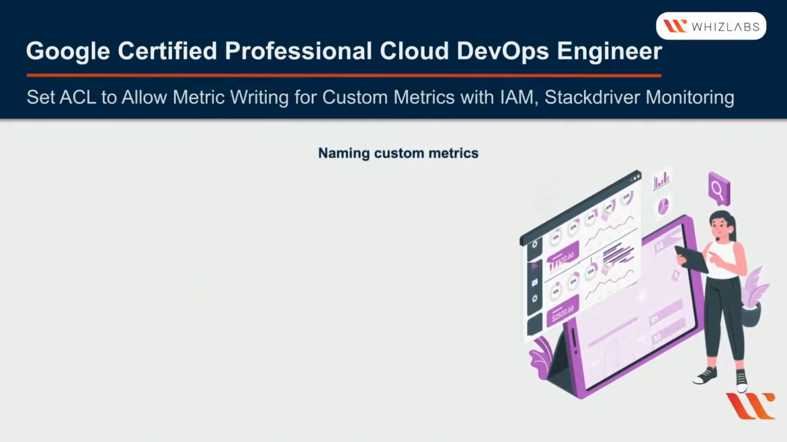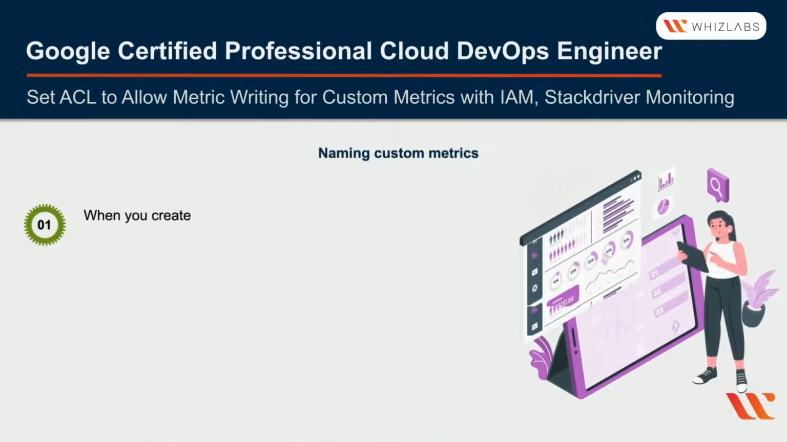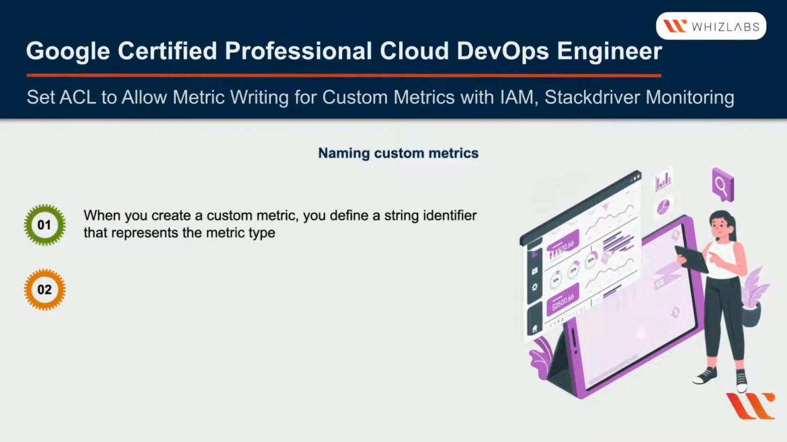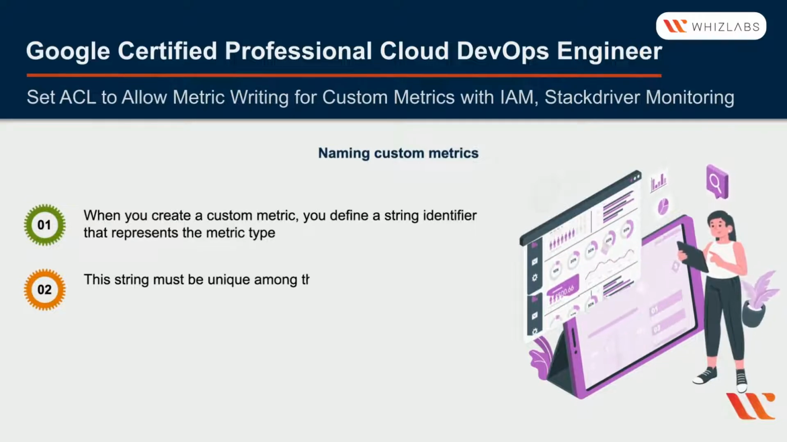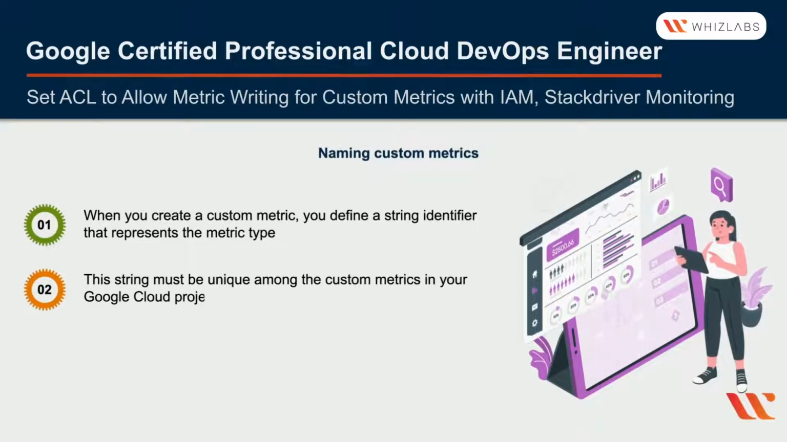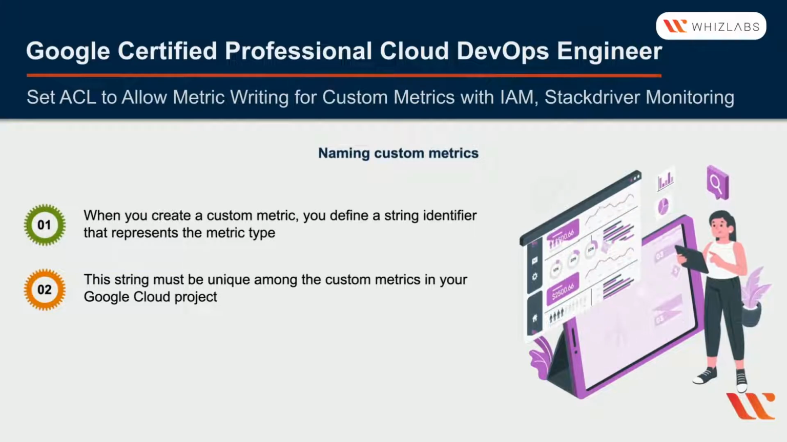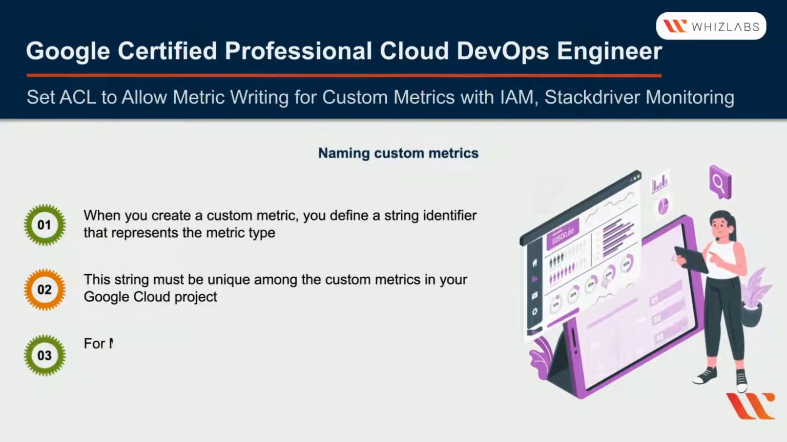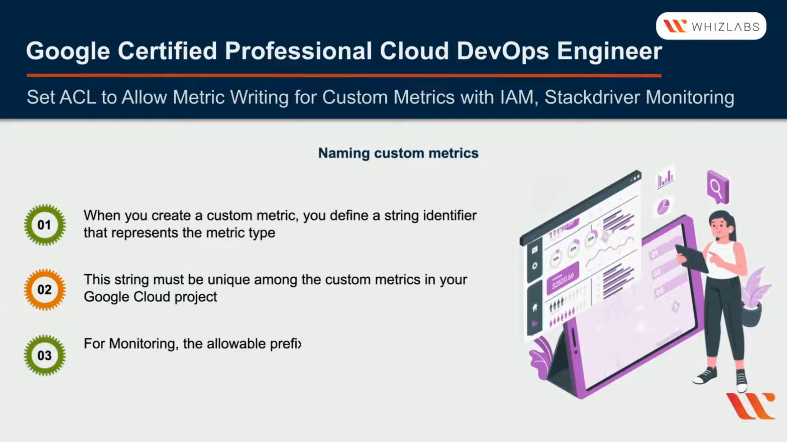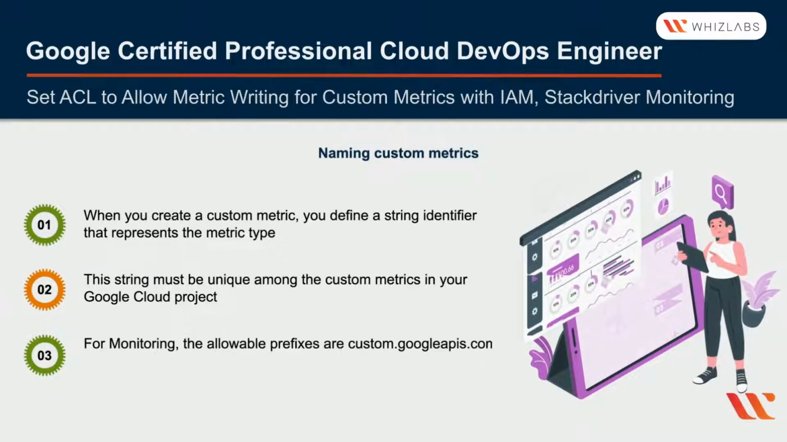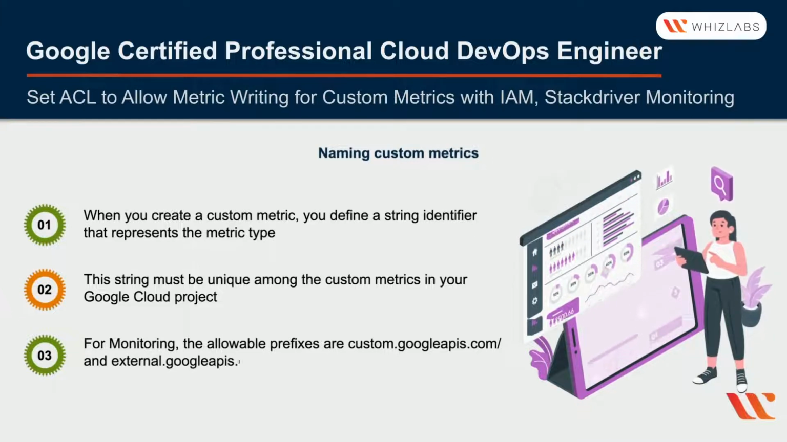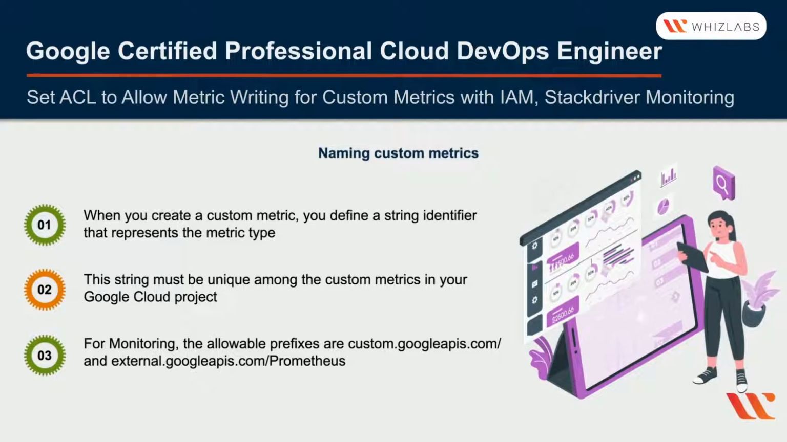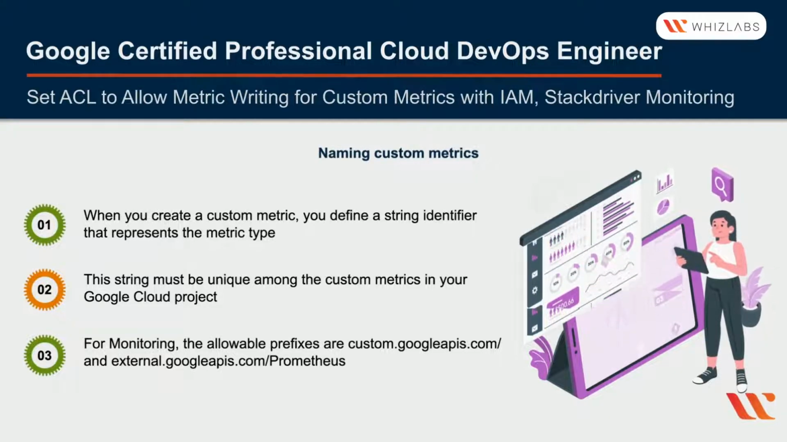Naming some custom metrics. When you create a custom metric, you define a string identifier that represents the metric type. The string must be unique among the custom metrics in your Google Cloud project, and it must use a prefix that marks the metric as a user-defined metric. For monitoring, the allowable prefixes are custom.googleapis.com and external.googleapis.com/prometheus. The prefix is followed by the name that will describe what exactly you are collecting.